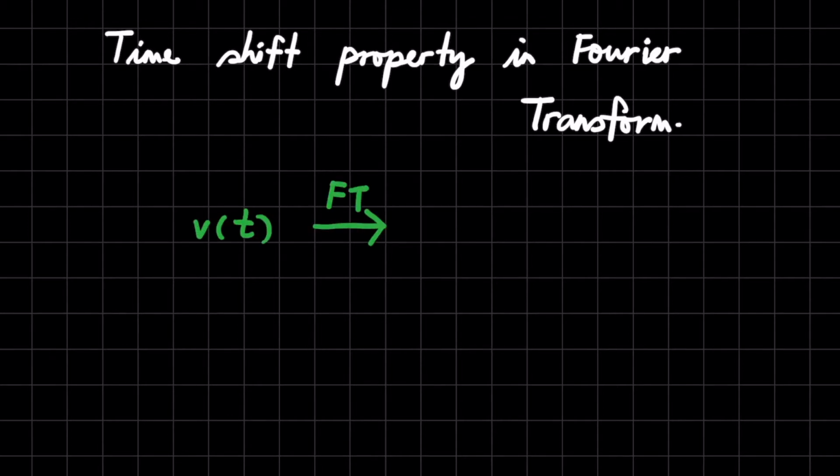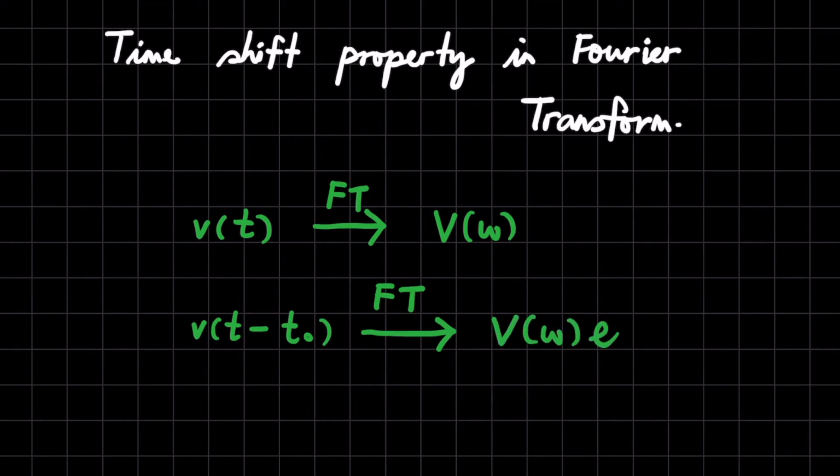If the Fourier transform of v(t) is V(omega), then the Fourier transform of the shifted v(t), which is v(t minus t naught), is V(omega) multiplied with an exponential function, which is e to the power of minus j omega t naught. So this is the time shift property in Fourier transform. A time shift in the time domain will result in a multiplication of an exponential function in the frequency domain.